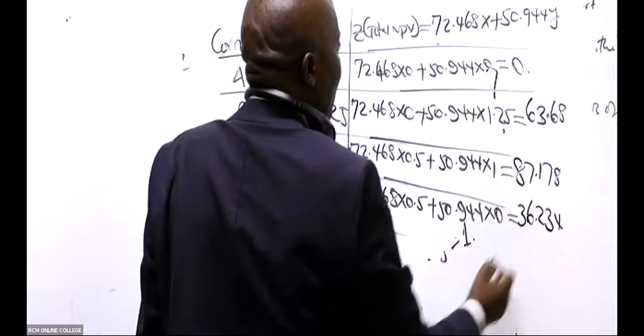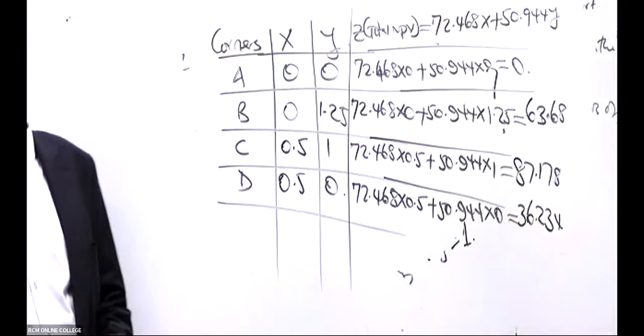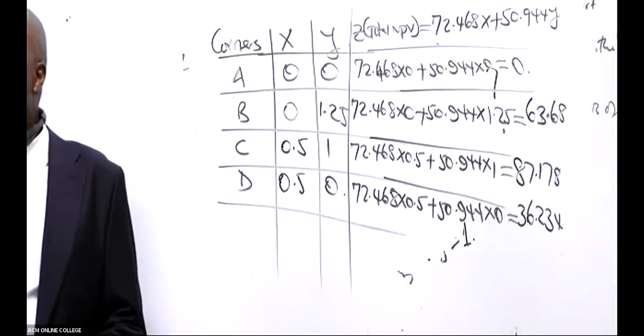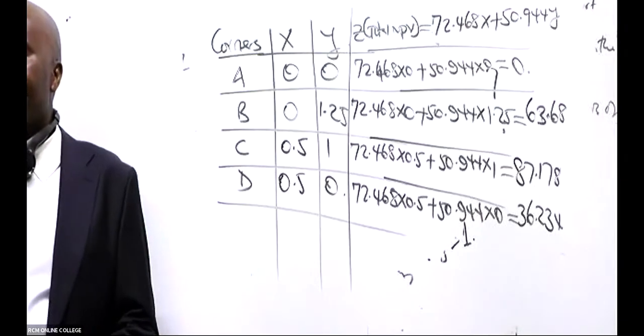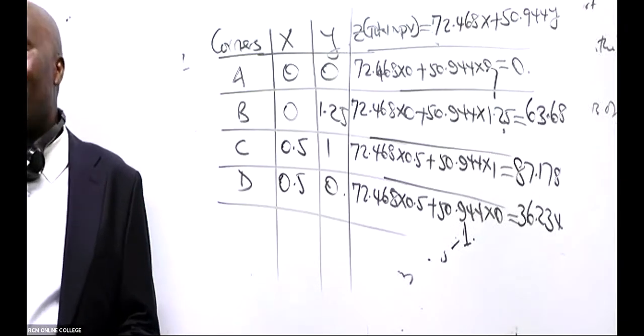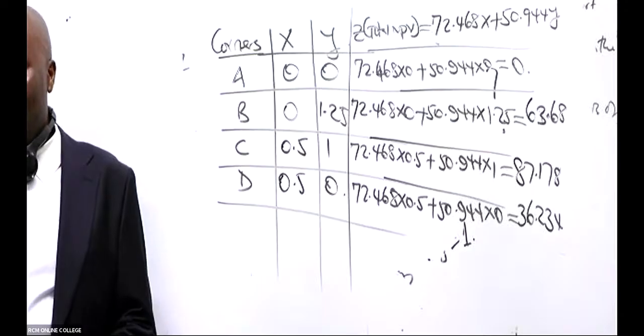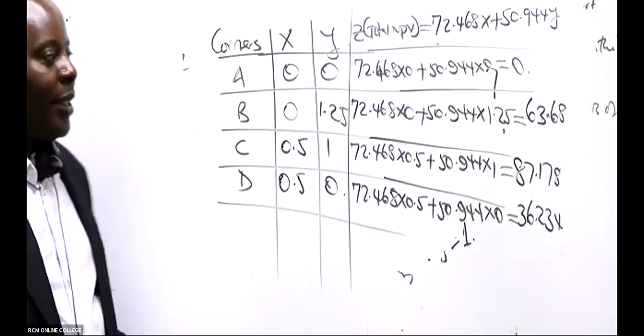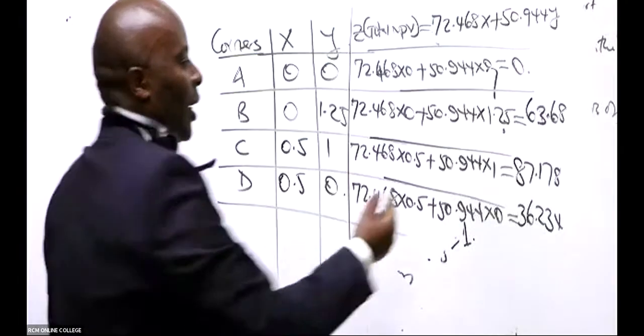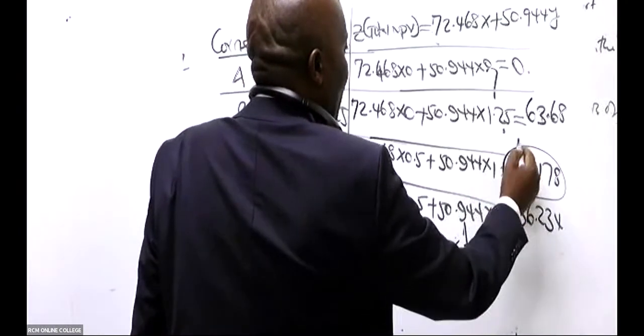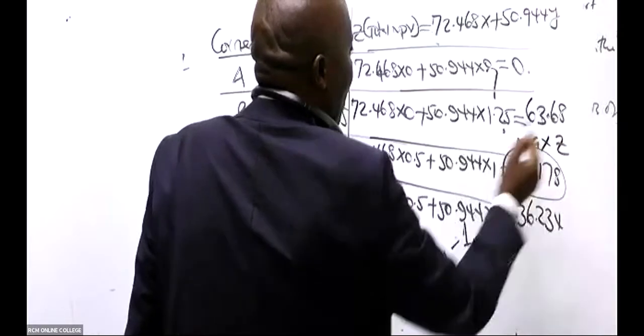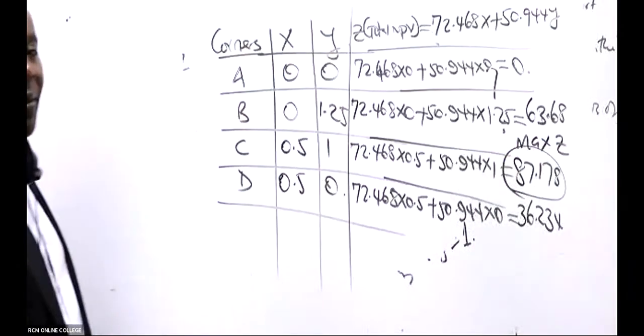Can we remind ourselves what was our objective in this question? To maximize Z. So we shall go with the maximum Z. So in this question, what is the maximum Z, the highest Z? 87.178. Yes, this is the max Z, the one that meets our objective.